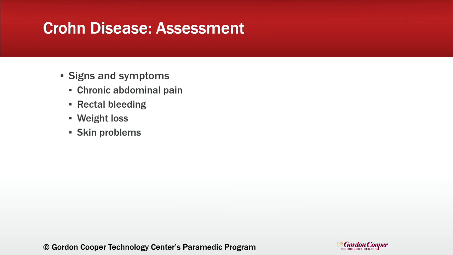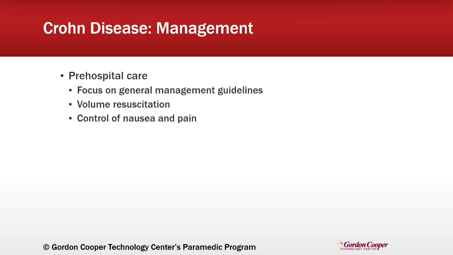Symptoms often include chronic abdominal pain, typically in the lower right quadrant, so it can be confused with appendicitis perhaps. But the bigger clues are going to be rectal bleeding, some weight loss, diarrhea, maybe even some arthritic symptoms, skin issues, and fever. Flare-ups and episodes typically range from mild to severe. We're going to focus on our general management guidelines and be prepared to provide volume resuscitation if necessary. It may be important for us to control nausea and consider some pain medications as well.